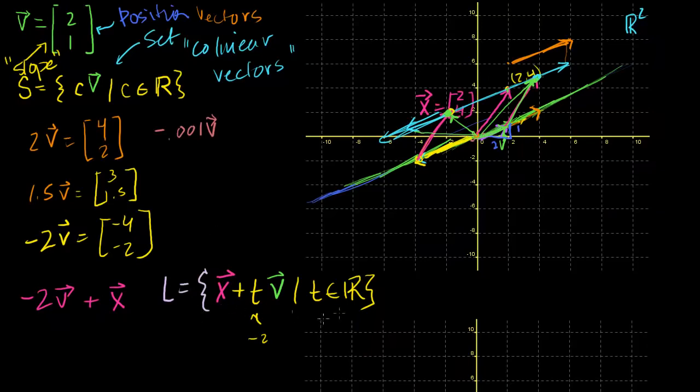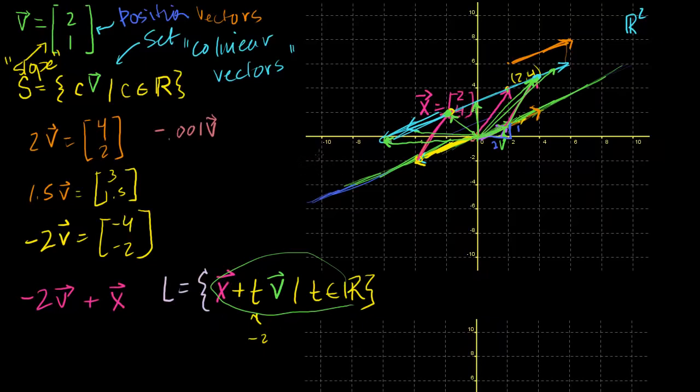This is a set of vectors right here, and all of these vectors are going to point to something. When I draw them in standard form, they're going to point to a point on that blue line. Now you might say, hey, Sal, this was a really obtuse way of defining a line.